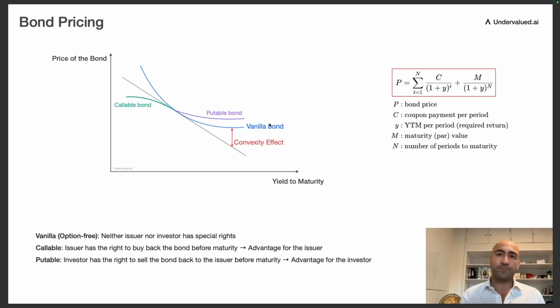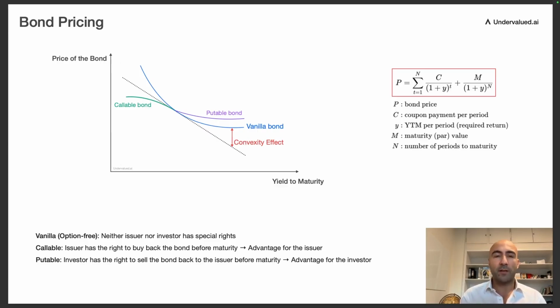Let's start with the basic one, the vanilla bond. So it pays, right, a fixed coupon every period, and it returns the principal at maturity. This is the example that we gave earlier with the 2.5, and then it gives 100. So if the yield to maturity goes up, the price must go down. This is the first relationship, if you want, that is important to understand.